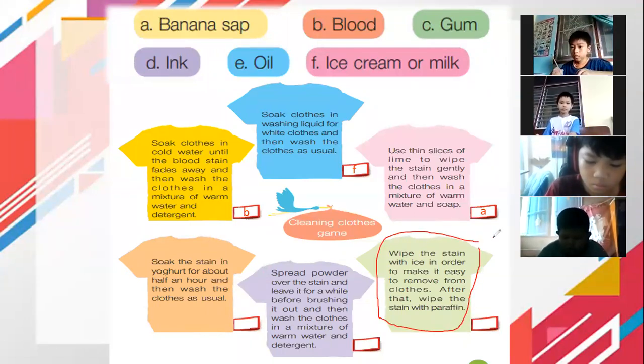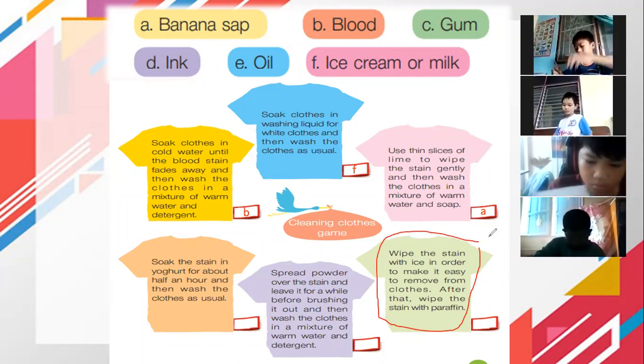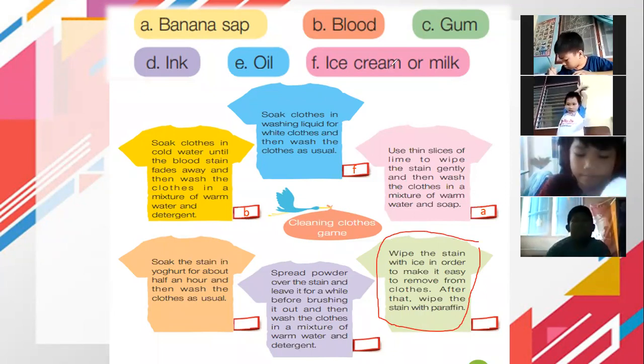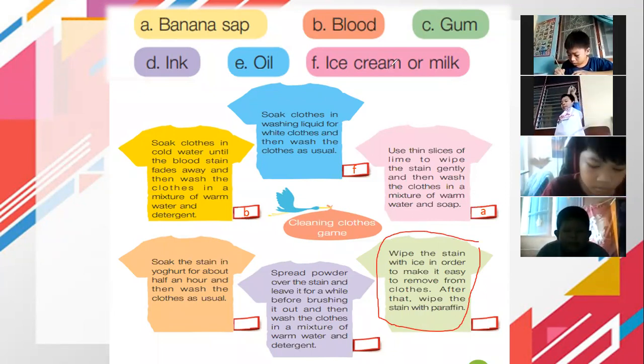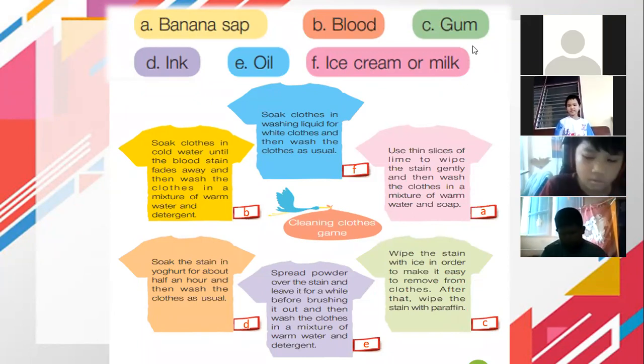Now, how about this one? Wipe the stain with ice in order to make it easy to remove from clothes. After that, wipe the stain with paraffin. Gum. Exactly, gum. Gum is the correct one, number 3.